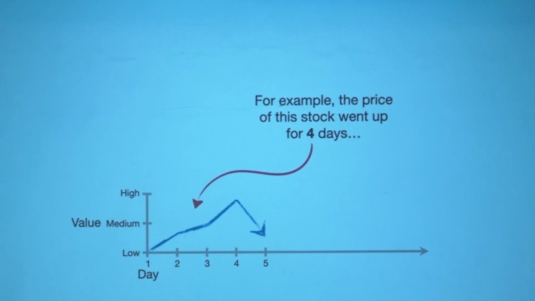For example, the stock price went up on which day? The 4th day. For the first 3 days it was minimum. On the 4th day it was too high. After that it gradually comes down. This is a simple example.